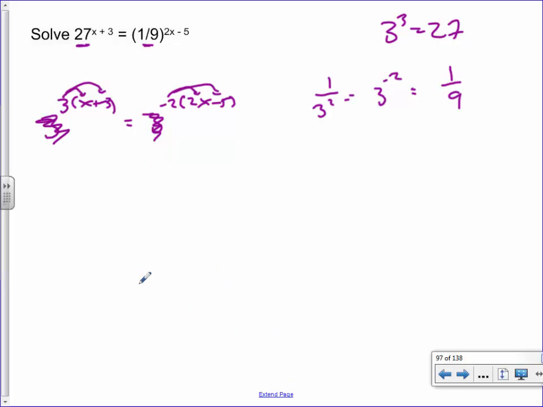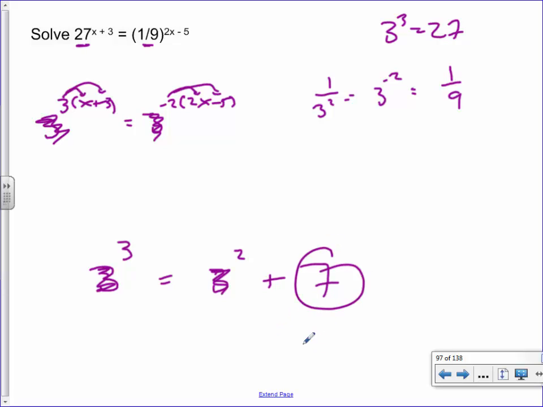Can I do a quick aside before that, though? Let's say you have 3 to the 3, and it equals 3 to the 2 plus 7. Can I cancel these 3's? With that 7 there, no, I cannot. Okay. Let's say that it was 3 to the 3 equals 3 to the 2 plus 3 to the x. Actually, no.